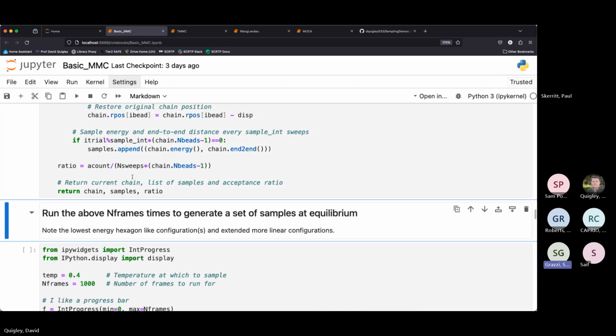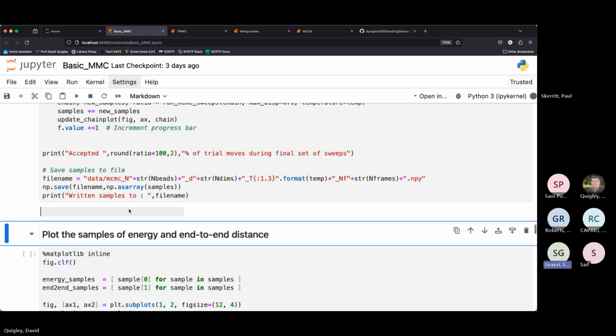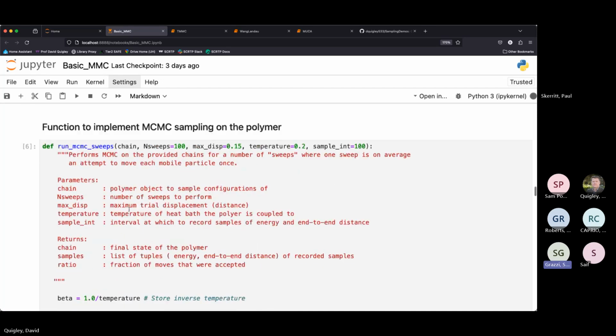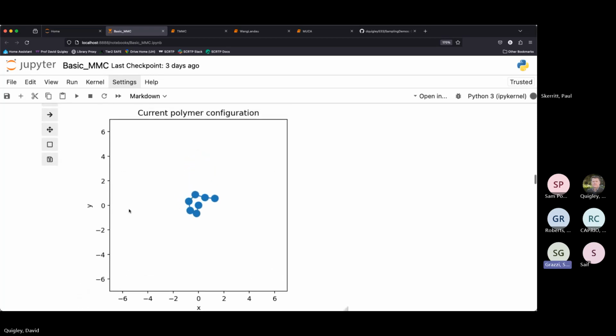Okay, so I define that function, and I have a progress bar. What I've done is I've set that running. There's my picture. Each one of the frames in this animation is some number of sweeps, 100 sweeps. So it's every 100 Monte Carlo moves, on average, 100 moves per degree of freedom, and I'm showing a frame in this animation.